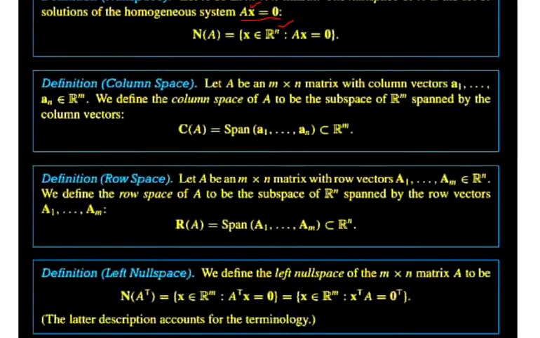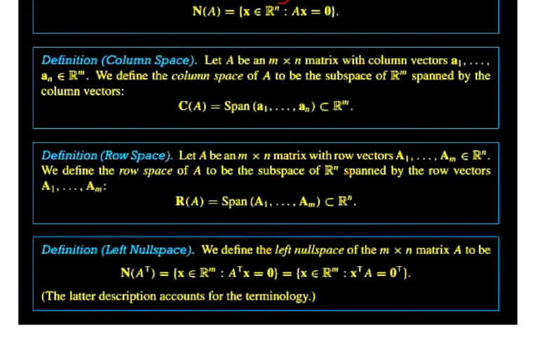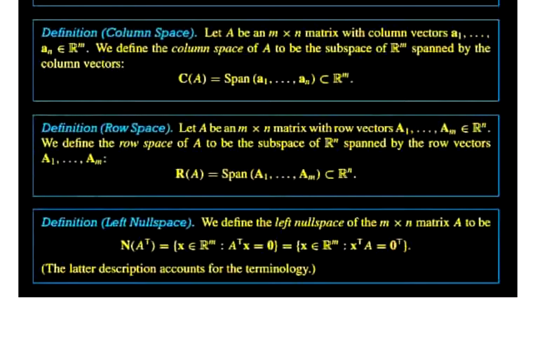So column space is nothing but a subspace spanned by the column vectors. Coming to row space, it is just the transpose of a matrix, right? For column space, you are considering column vectors. If it is row space, it will be row vectors, right?